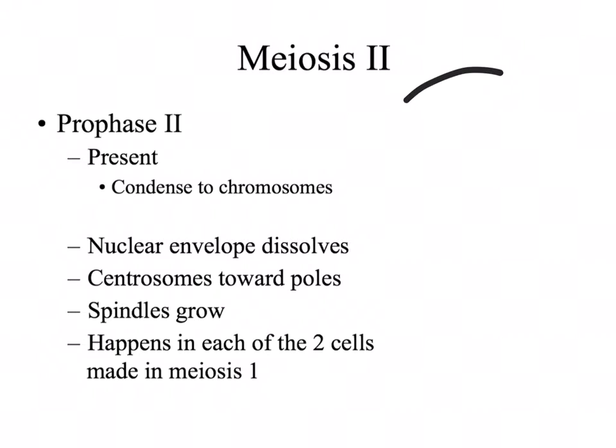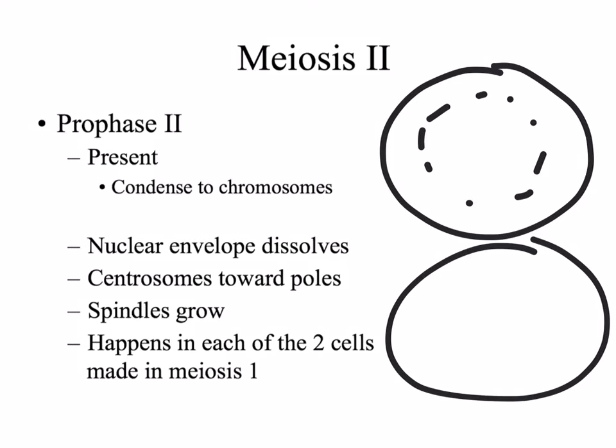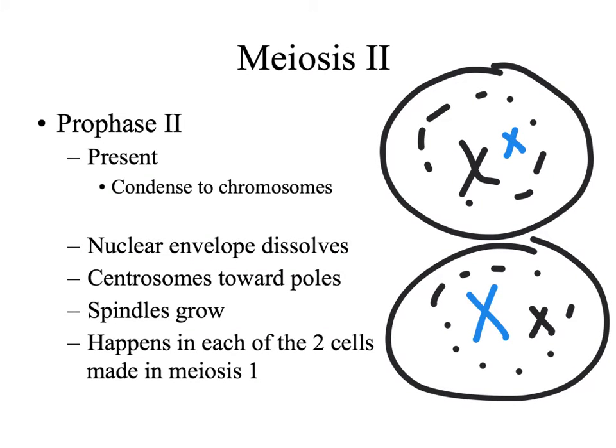During this step, each of our cells will be going through the same process. We see that the nuclei will be dissolving in each cell. The chromosomes will again condense into those nice thick X's. And remember, these are haploid cells, one of each type of chromosome. We also see that centrosomes have reformed and they are migrating towards the poles of the cells. As they go, spindle fibers will be formed.